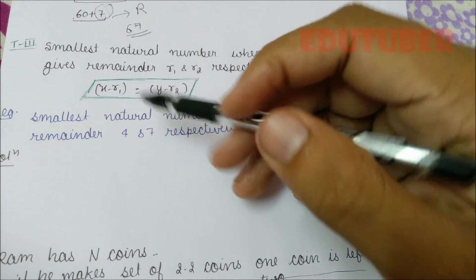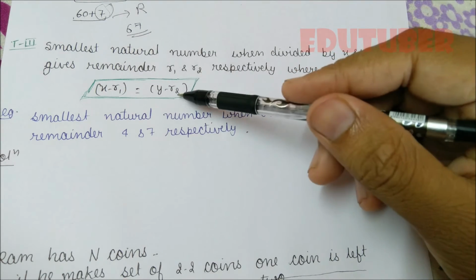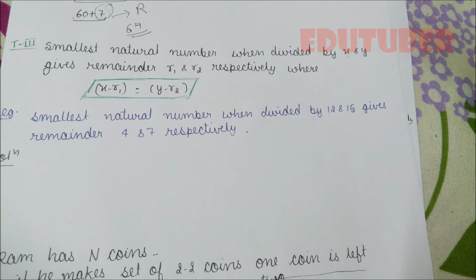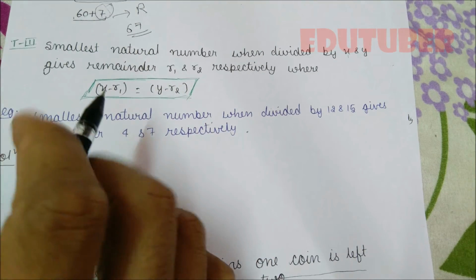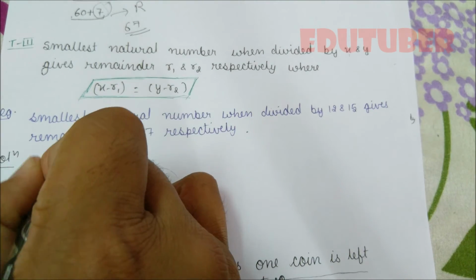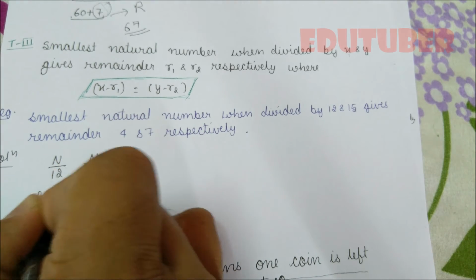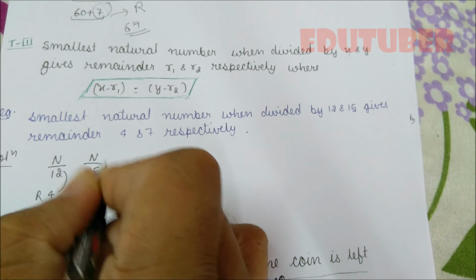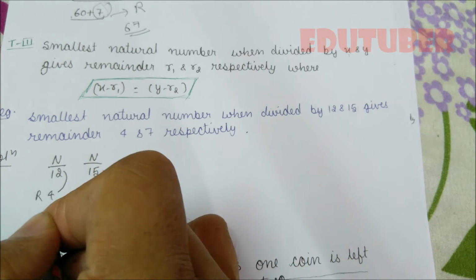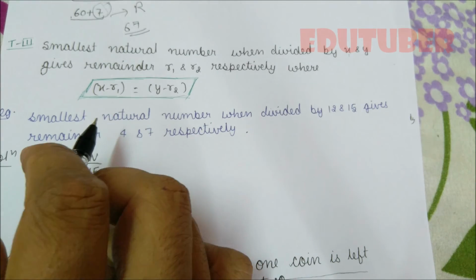But here one condition is also specified: x minus r1 is equal to y minus r2. Let's understand it with an example. What is the smallest natural number which, when divided by 12 and 15, gives remainders 4 and 7 respectively? Does the relation exist? 12 minus 4 is 8 and 15 minus 7 is 8. Yes, they are equal, so the relation exists.